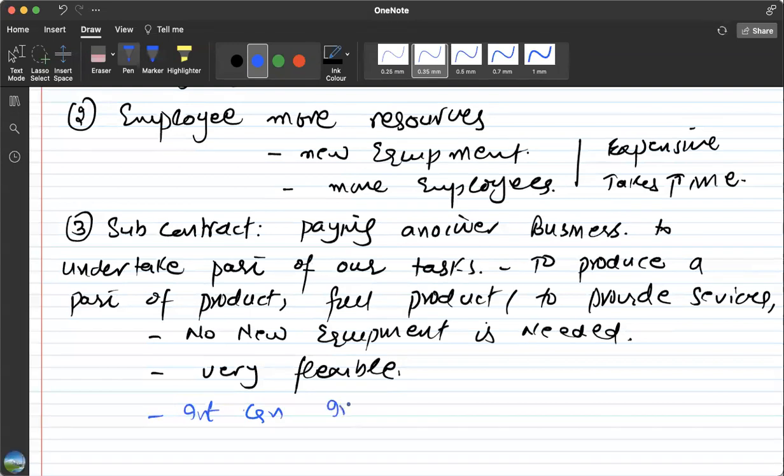It can increase the cost of business, I mean the unit cost. So that is a brief detail of the capacity utilization. We'll study outsourcing separately.